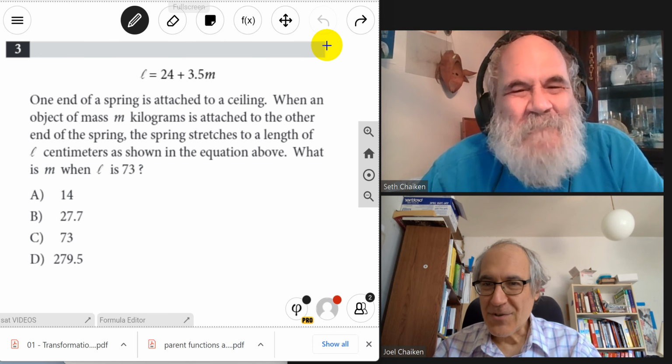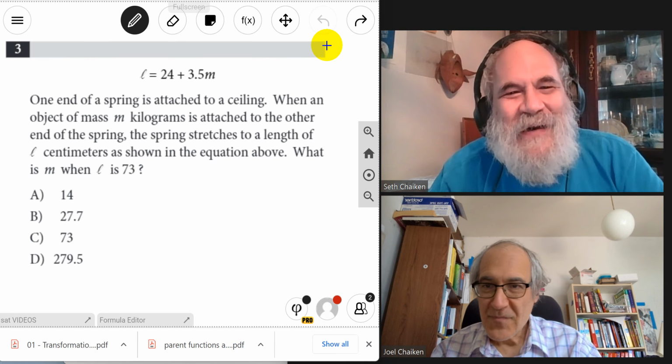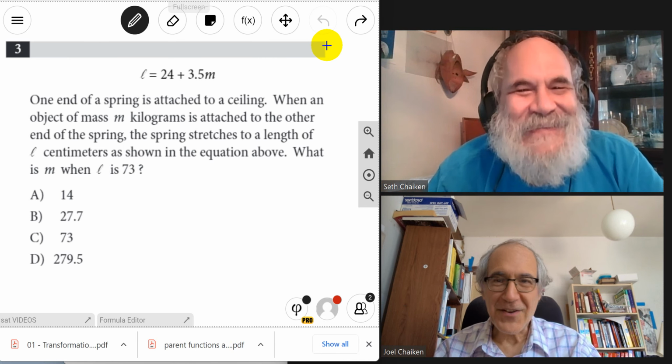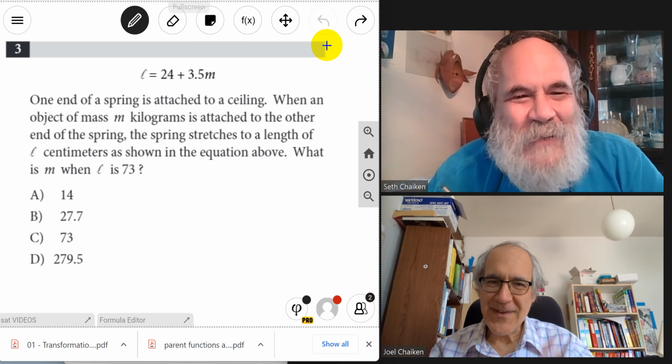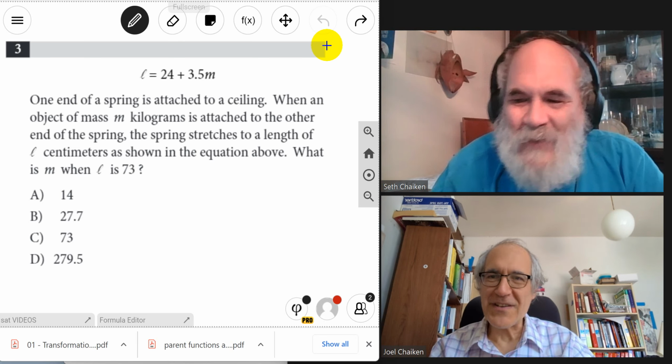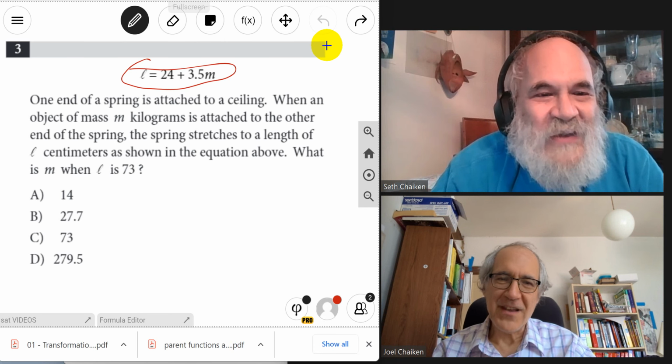Okay, so here's the question. It looks like a word problem because it's got words in it. It helps me categorize the problem. Well, first it gives an equation. It starts with an equation, right.